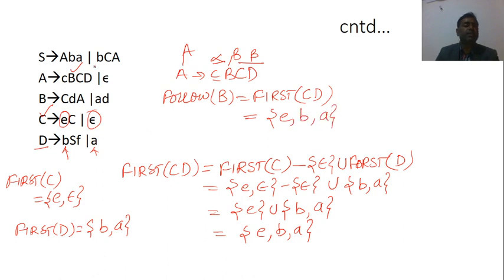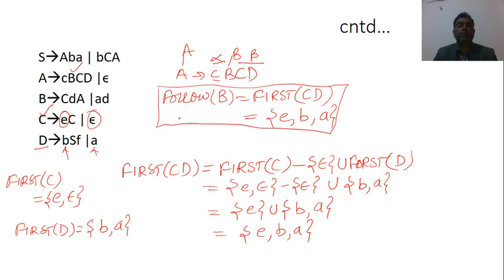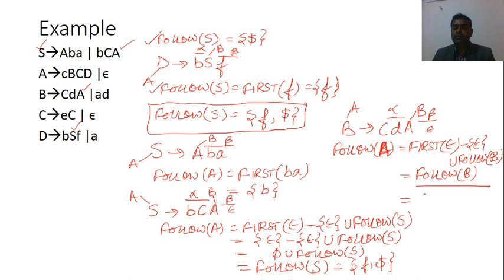Now you can see in this grammar capital B is not present in any production on the right side. So we can see this is our first of B. Follow of B, just put this follow of B here. So it is equal to E B A. Follow of A is this one, and this one.